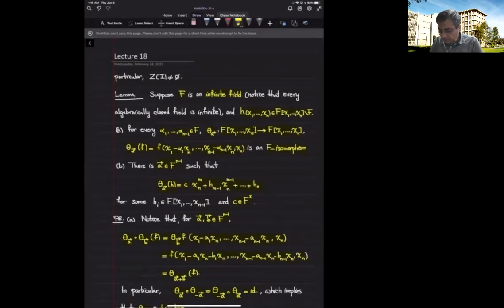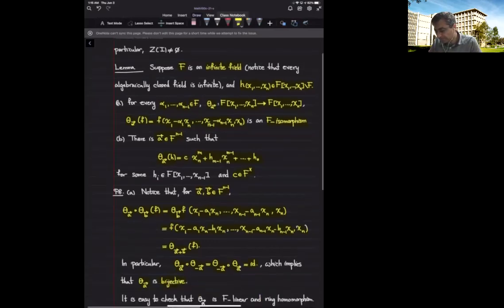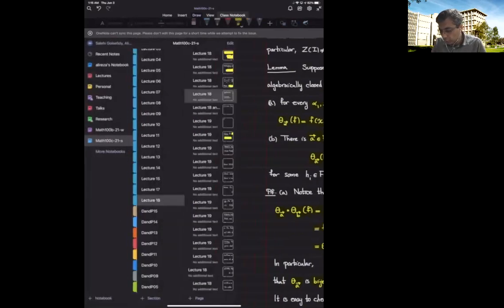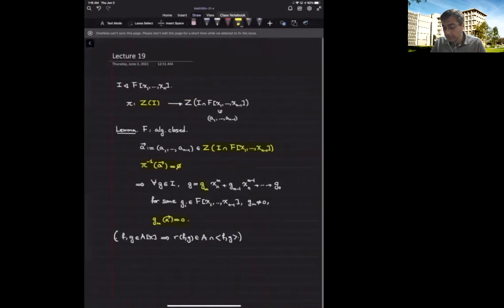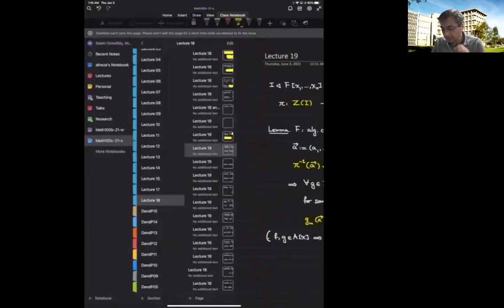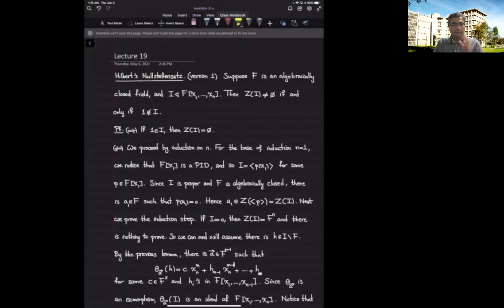We wanted to show that there is a, so that this is a polynomial of this form where c is a non-zero unit, a non-zero constant. Okay, so now let's see how this can help us to get one common zero for the ideal I. This is called Hilbert's Nullstellensatz. Okay, so what is this statement?